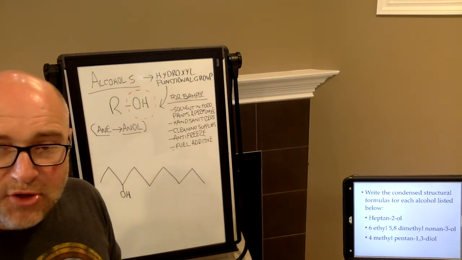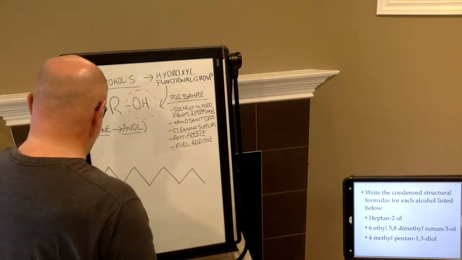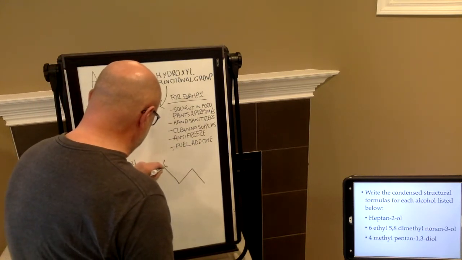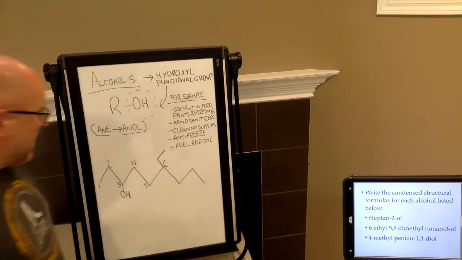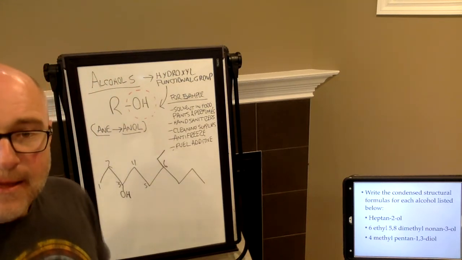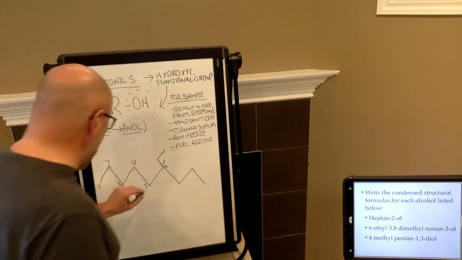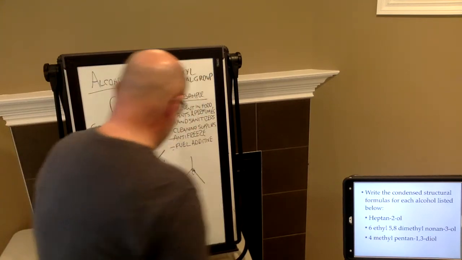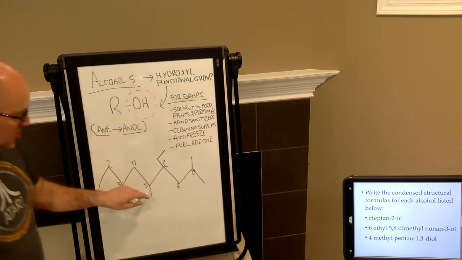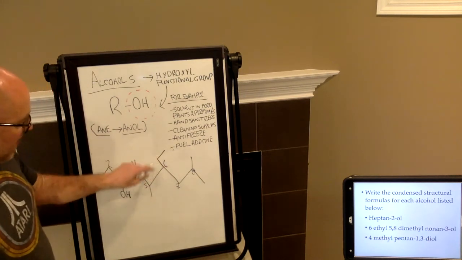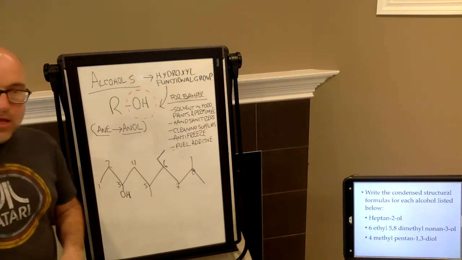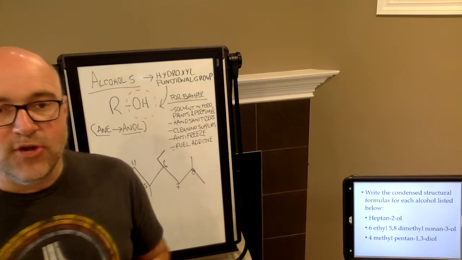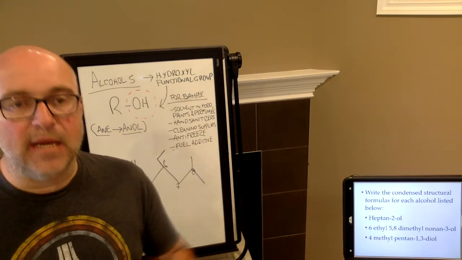I've also got an ethyl group at 6. So 1, 2, 3, 4, 5, 6. There's an ethyl side chain here. So there's my ethyl group off the 6 carbon. And then I've got 2 methyl groups. I've got one at 5 and I've got one at 8. So there's my whole diagram. Here's my 2 methyl groups. There's my ethyl side chain, and there's my hydroxyl functional group that makes it 6-ethyl, 3,8-dimethyl, nonane 3-ol.